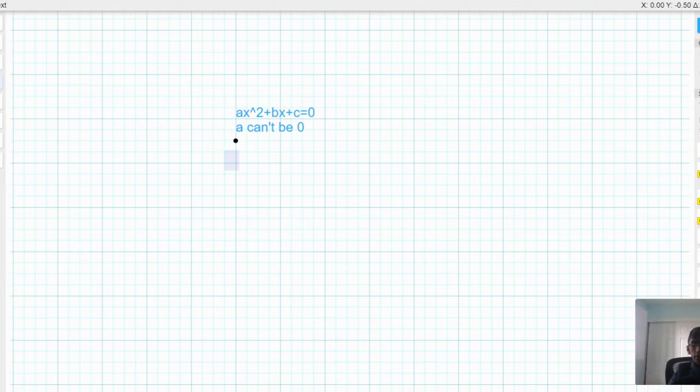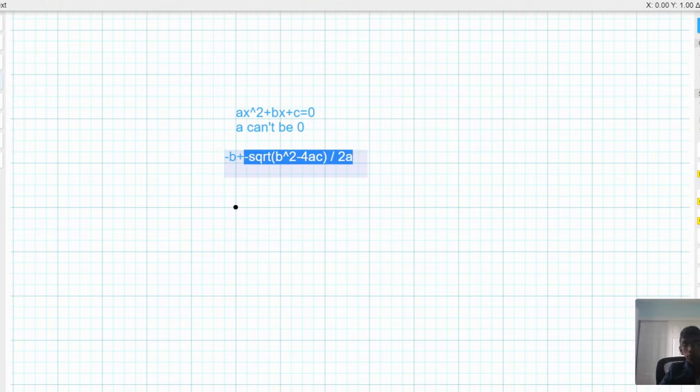Remember the quadratic formula is negative b plus or minus the square root of b squared minus 4ac, all over 2a. This is how to find the one or two or even no roots of a quadratic equation. It's one of the most basic ways.